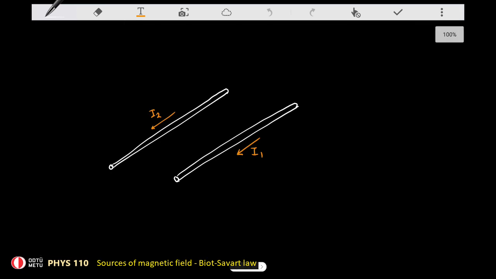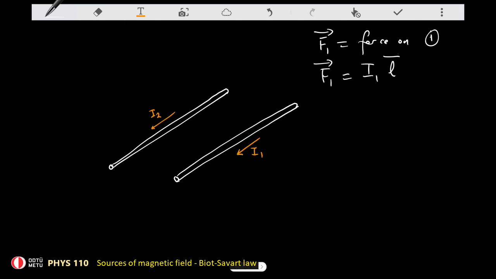So I'm going to call this F1. That's the force on the first wire. So as you can imagine, that's I1 times the length across the magnetic field. This time, this is the magnetic field due to the second wire, so B2 is the field due to the second wire.